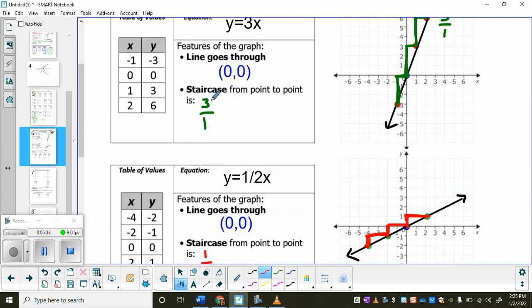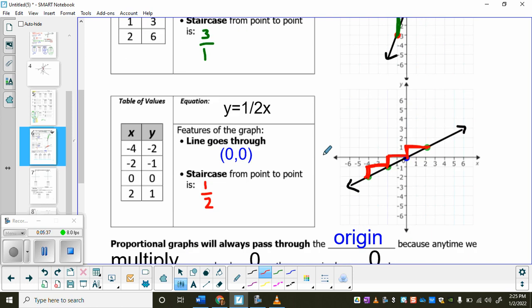First, up here, remember I went up 3 over 1. There's up 3 over 1, up 3 over 1. This one is up 1 over 2, up 1 over 2, up 1 over 2. So the staircase that's in the background, you might notice that the little staircase is my slope, okay?